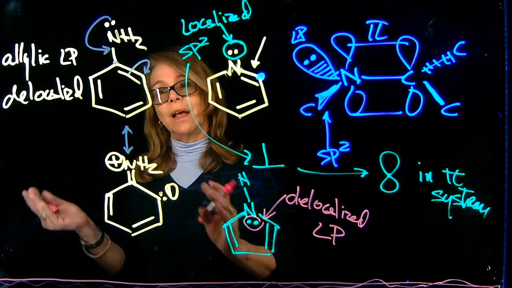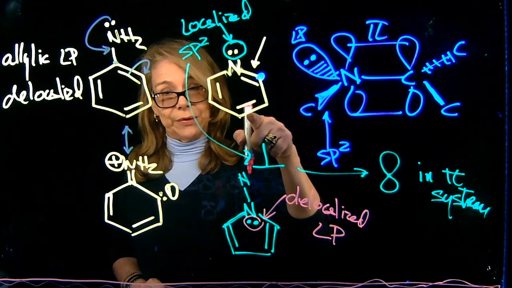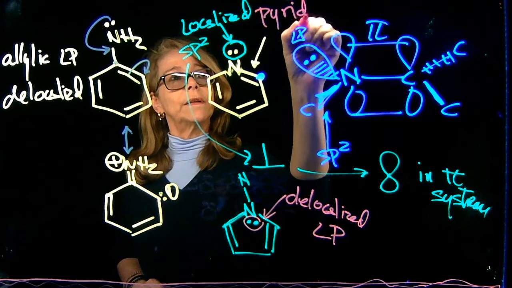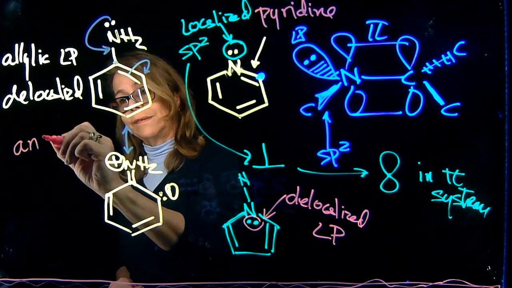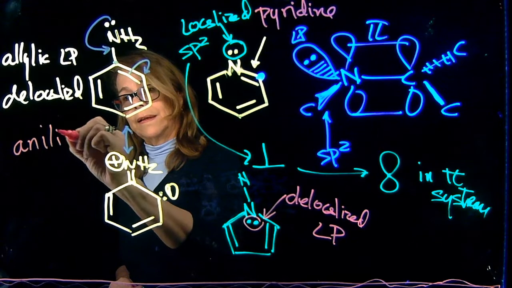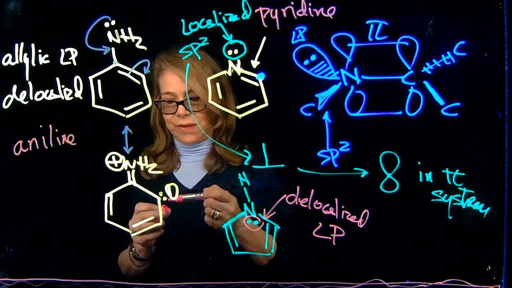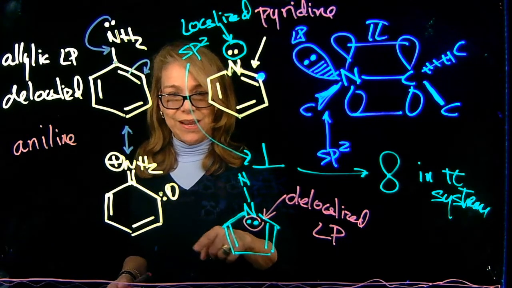In other words, localized will not be involved in resonance, like this example of pyridine. And the example here is aniline. This is a delocalized lone pair, meaning it is involved in resonance. We're going to continue doing more in another video.